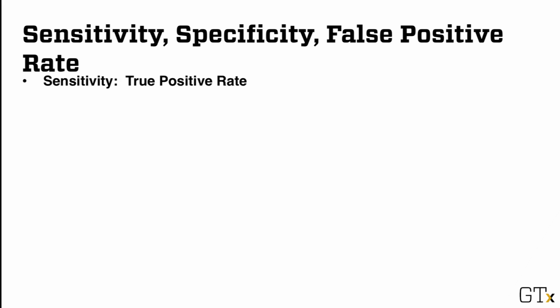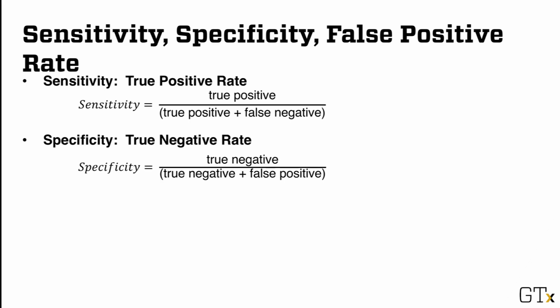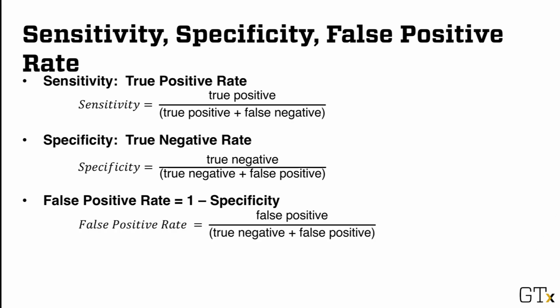Sensitivity is also called the true positive rate and is defined as follows. It is the true positives over true positive plus false negative. Specificity is what is called the true negative rate. It is true negative over true negative plus false positive, and false positive rate is 1 minus specificity, and it is equal to false positive over true negative plus false positive. We use sensitivity and false positive rate in ROC curves later on.